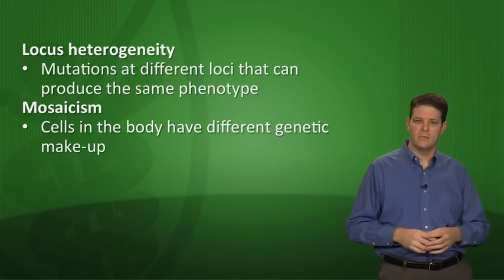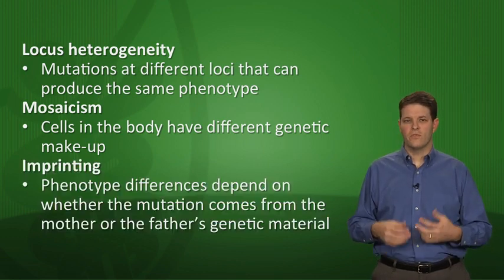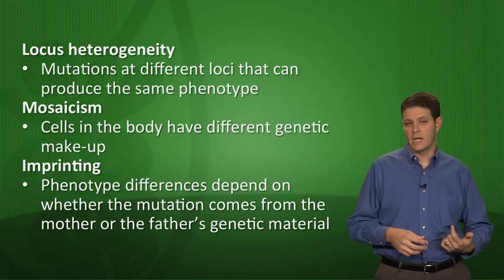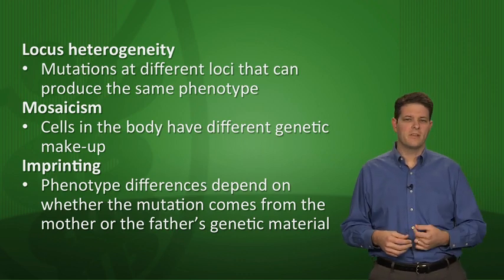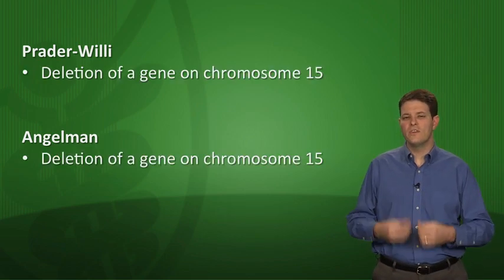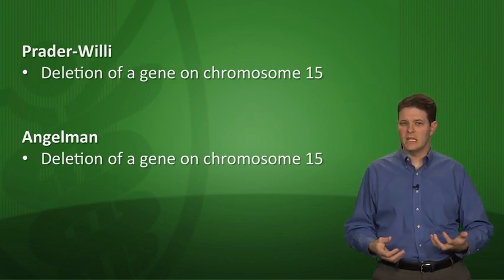That's what mosaicism means. Then the last term I want to cover is imprinting, which is where phenotype differences depend on whether the mutation comes from the mother or the father's genetic material. And the classic examples of this are Prader-Willi syndrome and Angelman syndrome. Now let's talk about these two syndromes for just a second. Both Prader-Willi and Angelman syndrome are due to deletion of a gene on chromosome 15, and which syndrome you have depends on which copy of the allele is deleted.